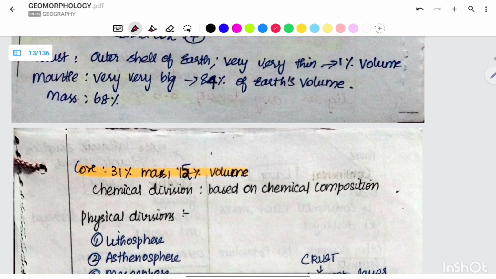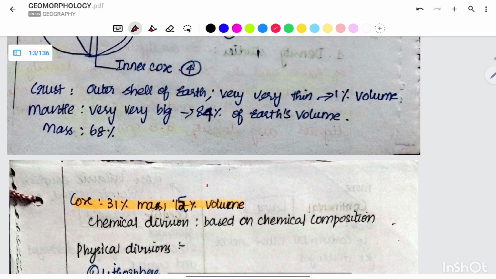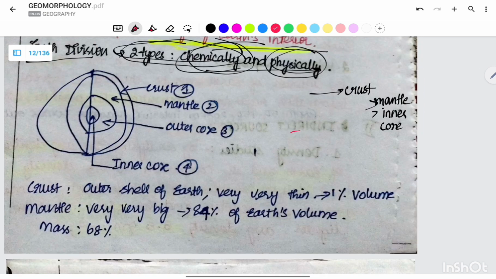This is the physical division, sorry, chemical division. It is based on the chemical composition. For chemical division of the earth, we are going for the crust, mantle, core, CMC. Crust, mantle, and then we have the core. This is a chemical division, what we call the crust, mantle, and core.